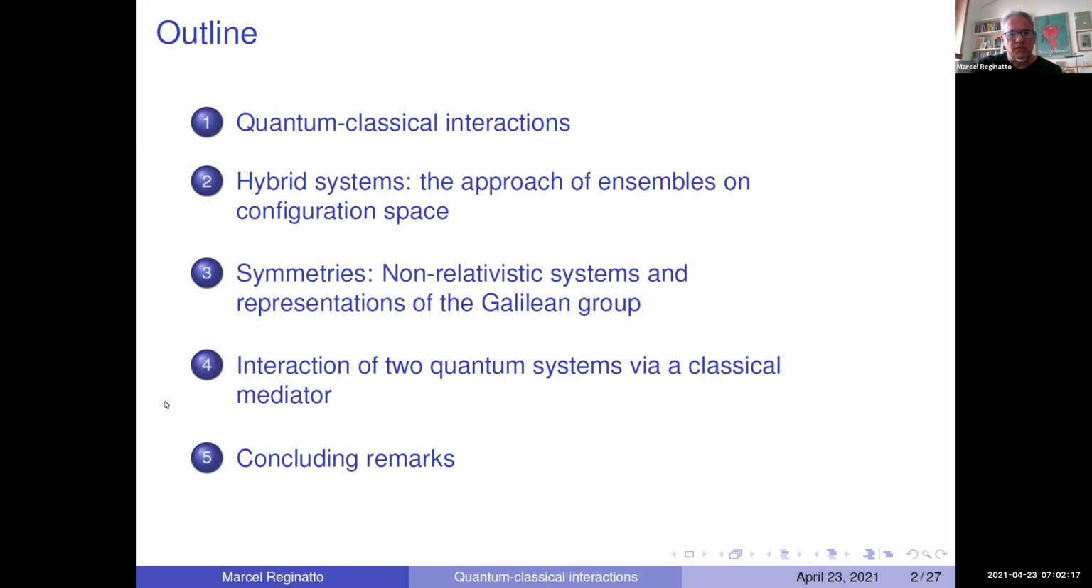After the general reflections, I will talk about hybrid systems, the approach of ensembles on configuration space. This is the alternative approach that I want to present. And then I'll look at symmetries like Galilean invariance. I'll look at the interaction of two quantum systems via a classical mediator. That has been a topic of discussion in the last couple of years regarding entanglement and the need to quantize gravity. I also put in something about uncertainty, which I may or may not skip, and then some conclusions.